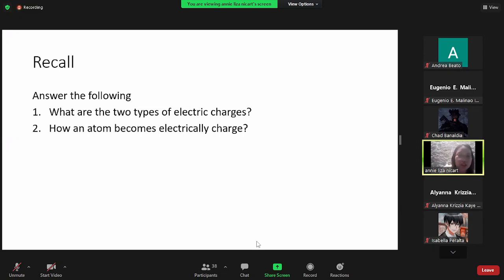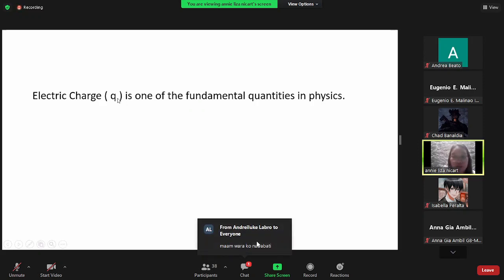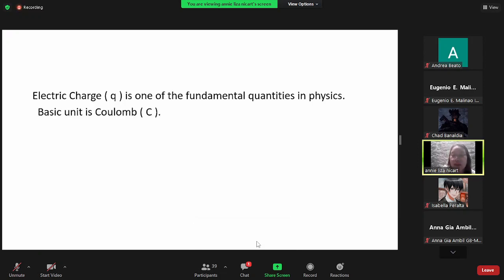Okay, so charge. So we've been mentioning electric charge. Yung electric charge is one of the fundamental quantities in physics. Ang kanyang symbol ay usually a lowercase q. Its basic unit is coulomb. Ang symbol ng coulomb ay C. Take note of the symbols of quantities and their units.